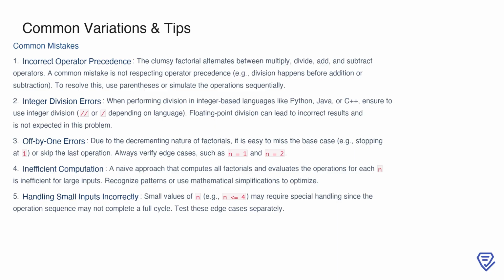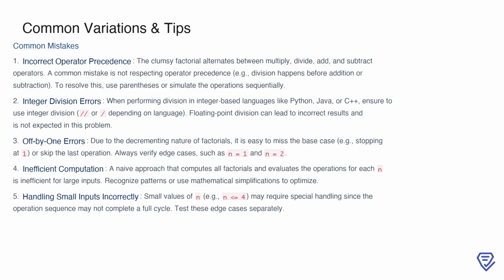order explicitly. Another mistake involves integer division errors, especially in languages like Python, Java, or C++. Since this problem expects integer division, using floating point division can produce unintended results. Always ensure you're using the appropriate operator for your language, such as // in Python.